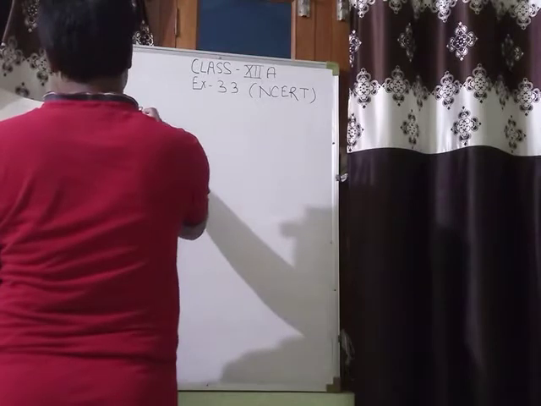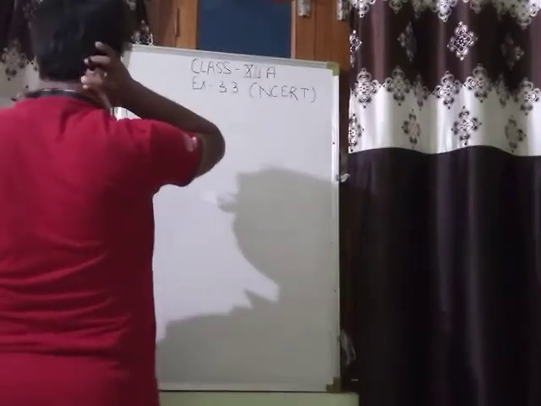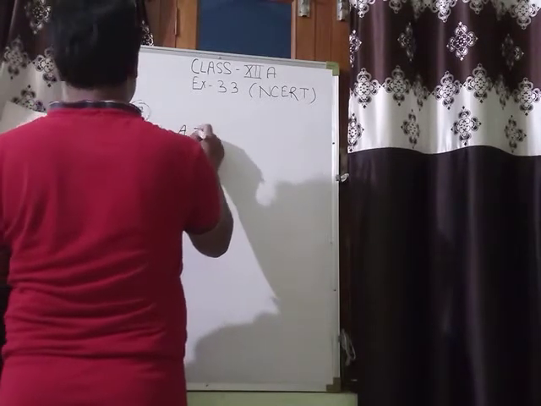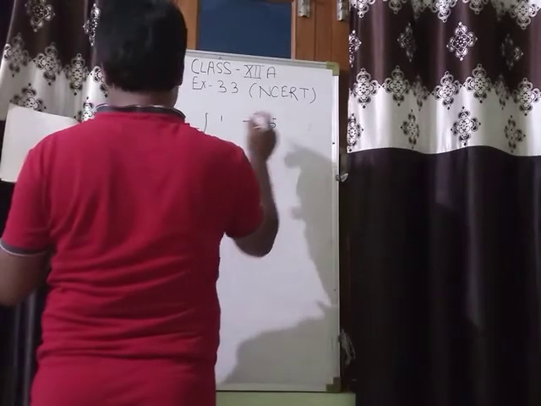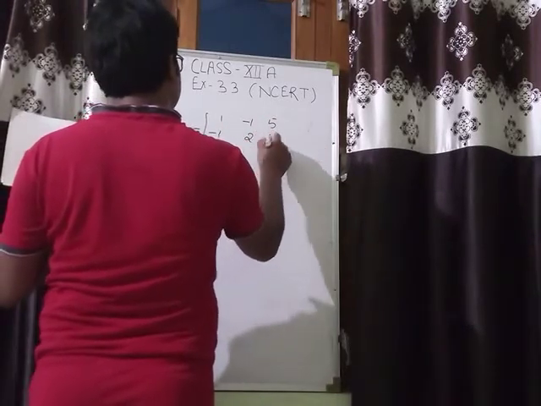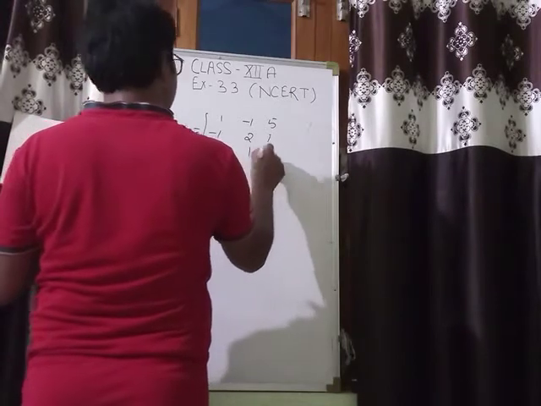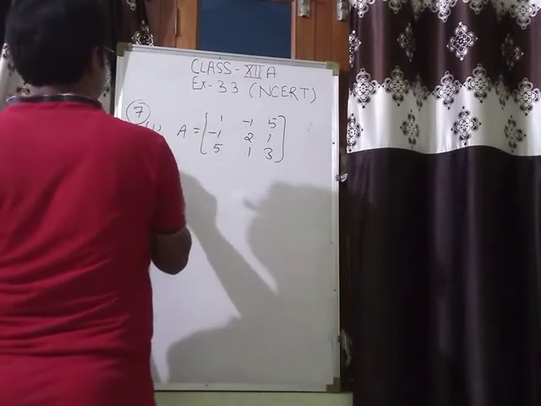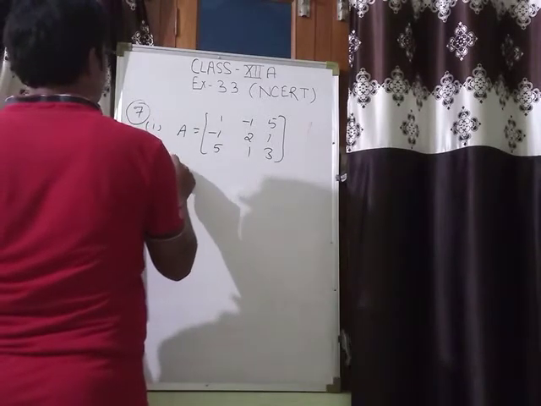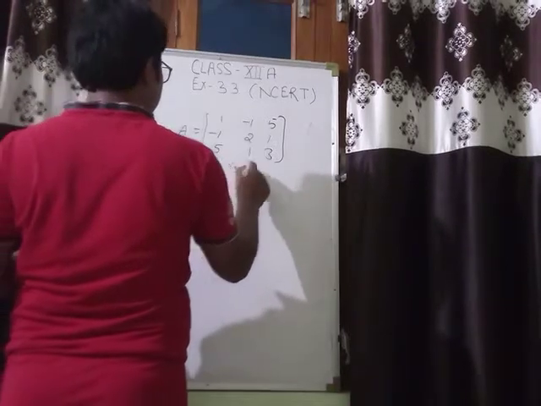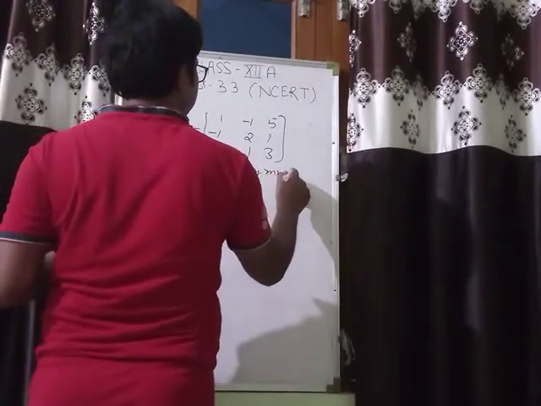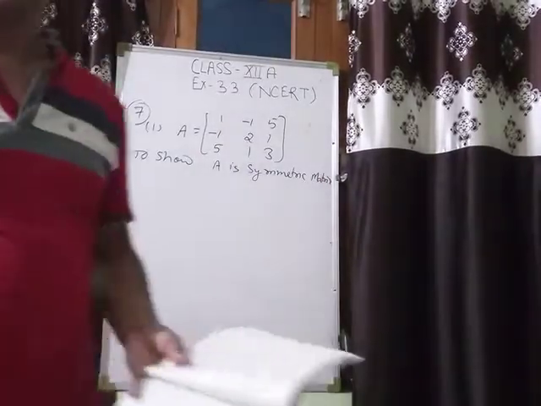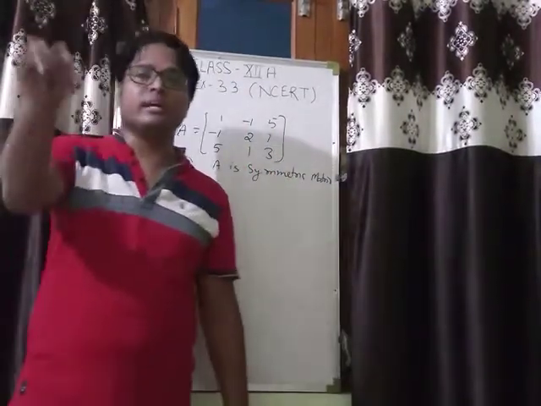Question number 7. Show that the matrix A, that is 1 minus 1 5, minus 1 2 1, 5 1 3, is a symmetric matrix. We have to show that A is a symmetric matrix. A matrix is symmetric when A transpose is equal to A, so I am going to find A transpose.